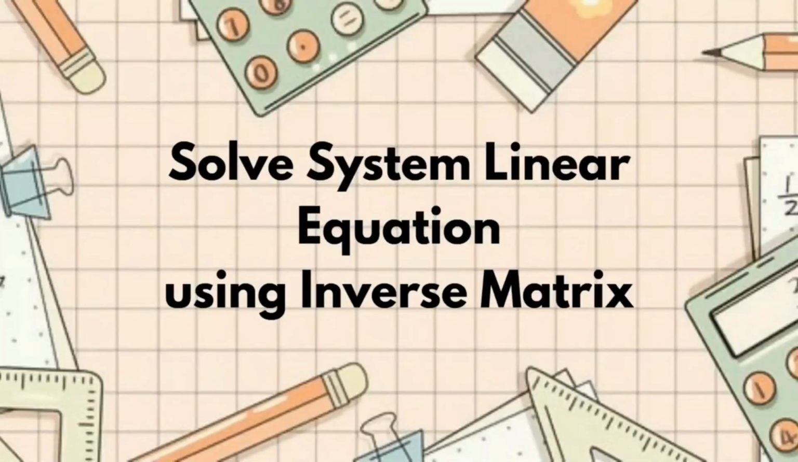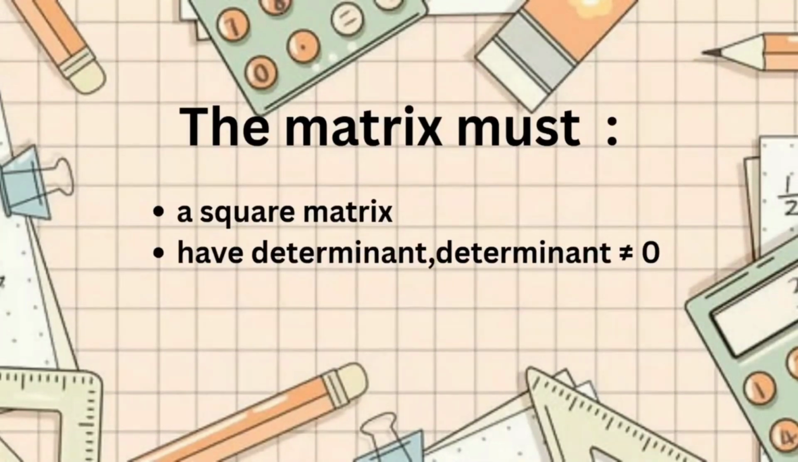Hi, so today I'm going to talk about how to solve a system of linear equations using the inverse matrix. The matrix must be a square matrix, like 2 times 2 or 3 times 3. The matrix must have a determinant. The determinant cannot equal 0, because if the determinant equals 0, then the inverse matrix doesn't exist.